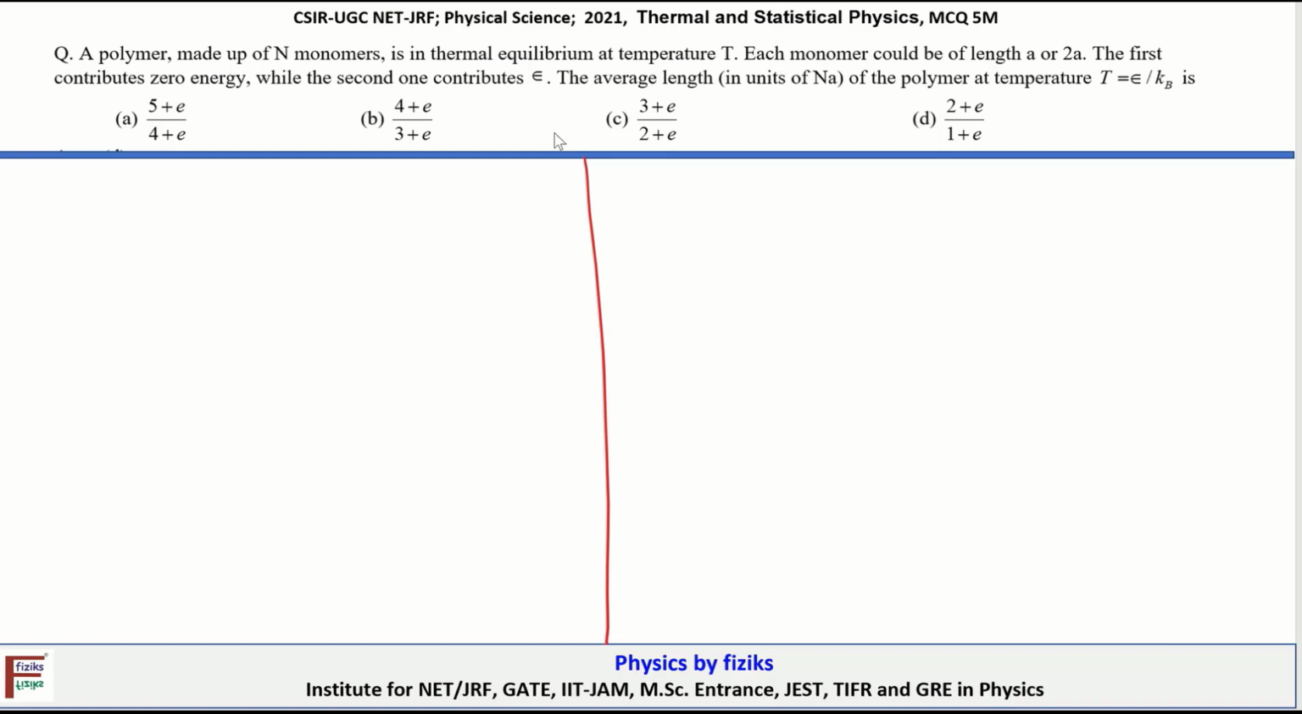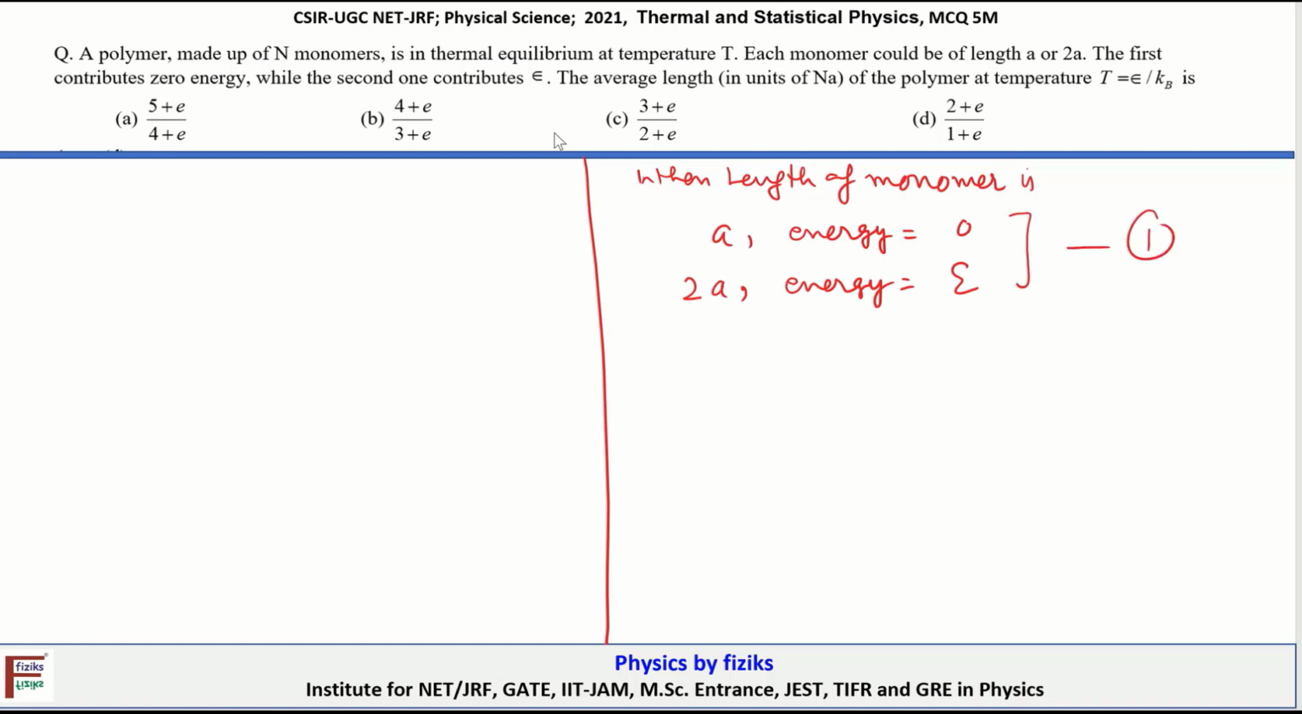When the length of the monomer is A, it corresponds to an energy value of 0, whereas when the length of the monomer is 2A, the corresponding energy value is E. Now the probability of having energy E is given by g_i exponential minus beta times the corresponding energy, divided by the sum over g_i exponential minus beta E_i.